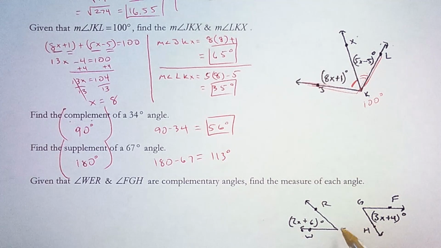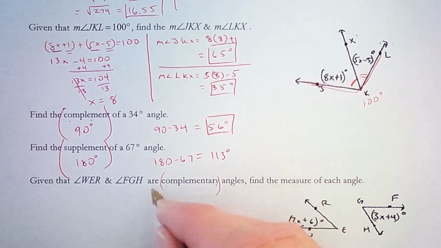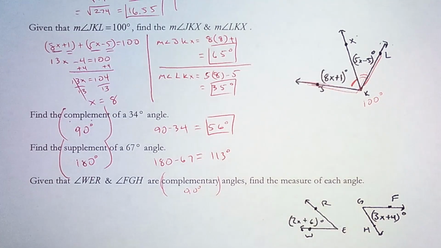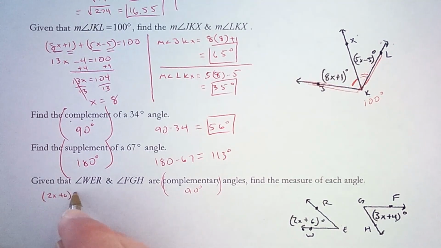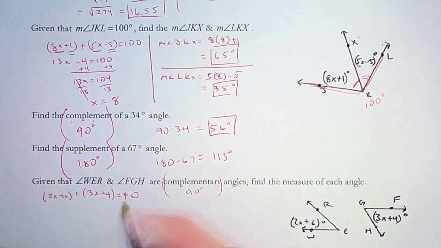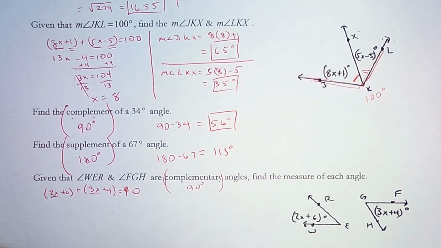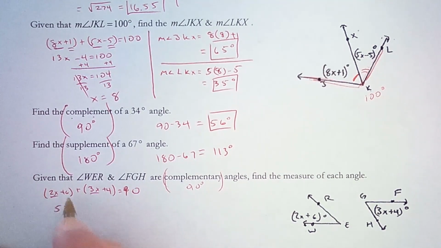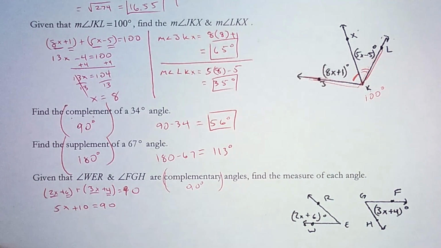Next up, we are told that these two angles here are complementary angles, which means they're going to add up to 90 degrees. So if I add them together using the angle addition postulate, I get 2x plus 6 plus 3x plus 4 equals 90 degrees. And I can combine like terms. 2x and 3x, that's 5x. 6 plus 4 is 10 equals 90.